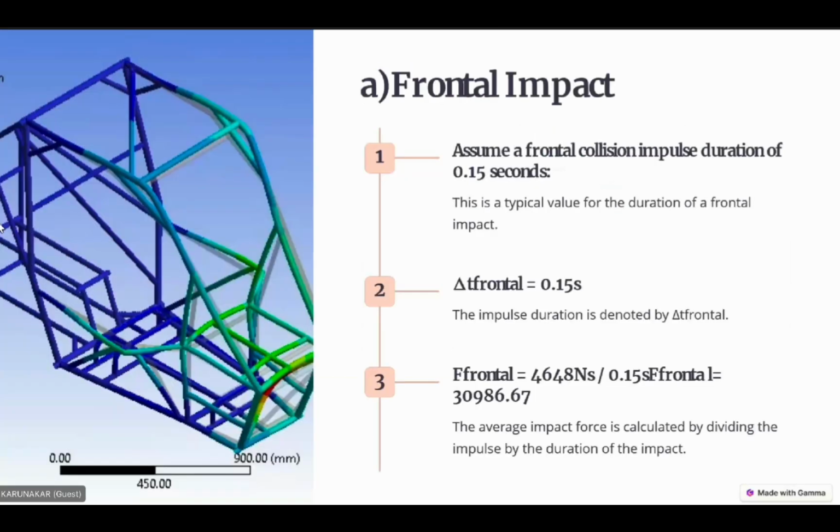Moving on to the next slide, the frontal impact. Frontal collision assumes an impulse duration of 0.15 seconds, which is the typical value applied for the static analysis. It is denoted as Δt for the frontal. The average impact force is calculated by dividing the impulse by the duration of impact.